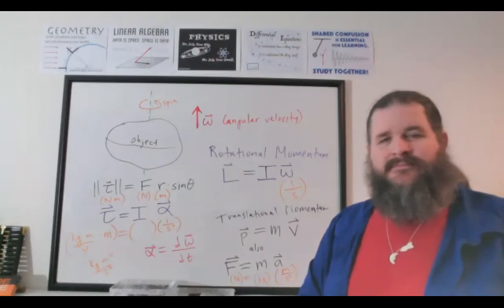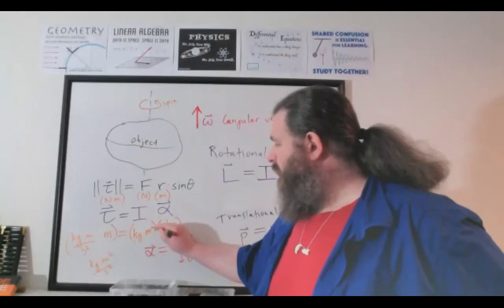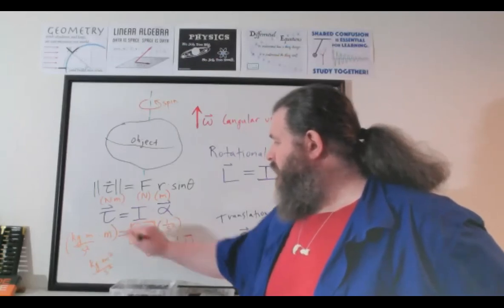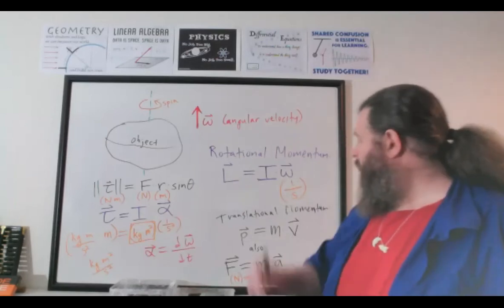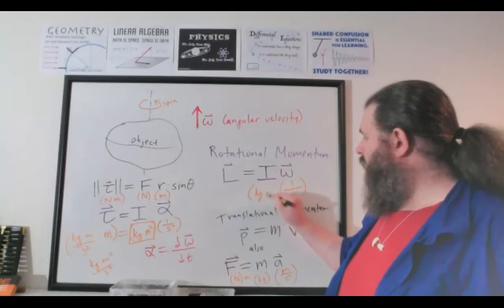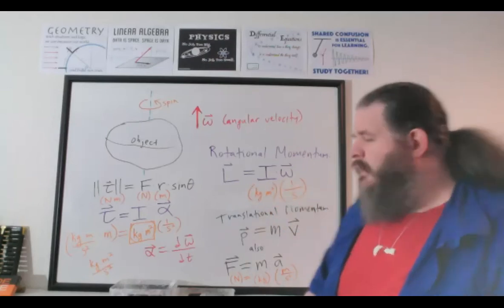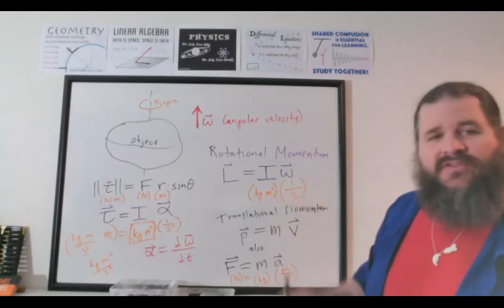A kilogram meter squared. Yeah, moment of inertia has to be measured in kilogram meters squared for this to even work at all. So that's the units of measurement for moment of inertia. It's always going to be measured in kilograms times meters squared, which suggests it is a mass times a distance squared.